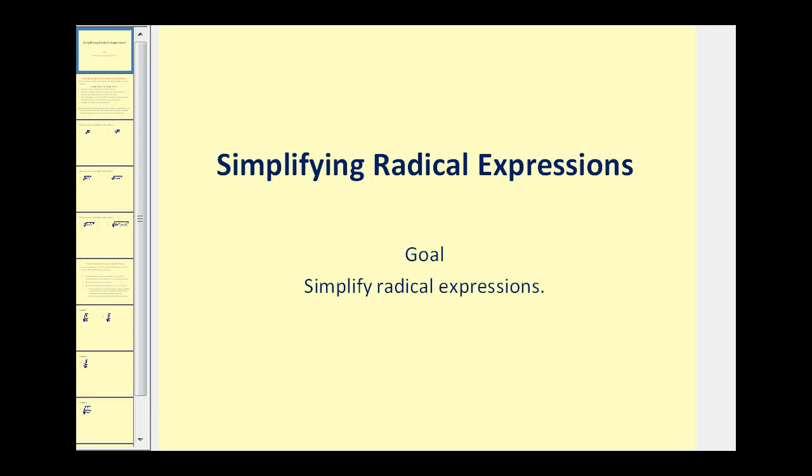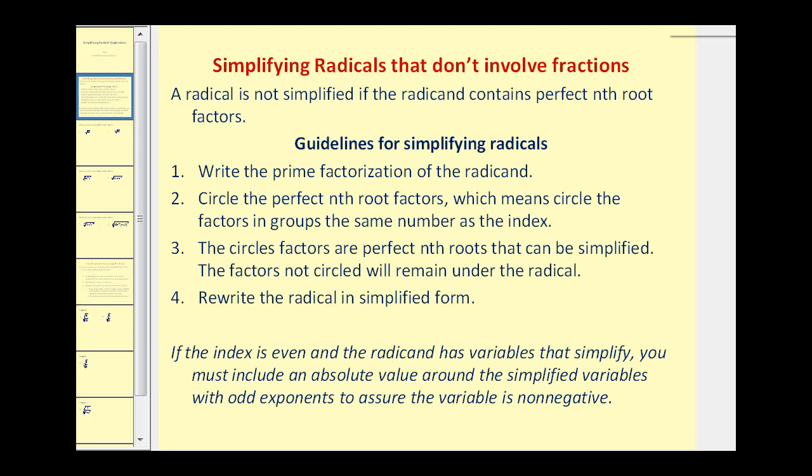Welcome to a lesson on simplifying radical expressions. First, we'll take a look at simplifying radicals that don't involve fractions. A radical is not simplified if the radicand, or the number underneath the radical, contains perfect nth root factors.